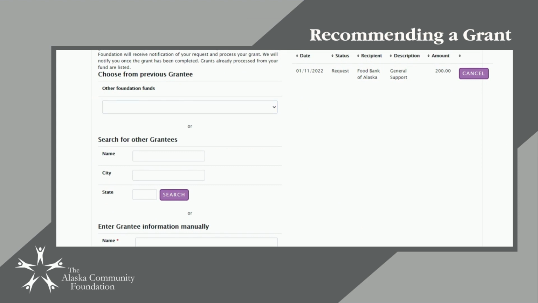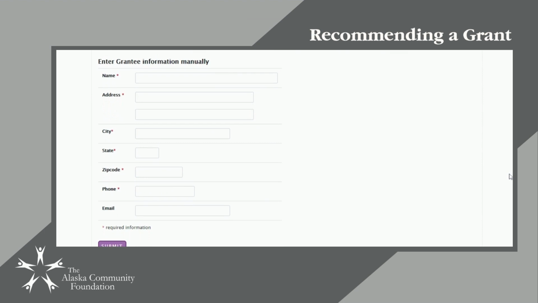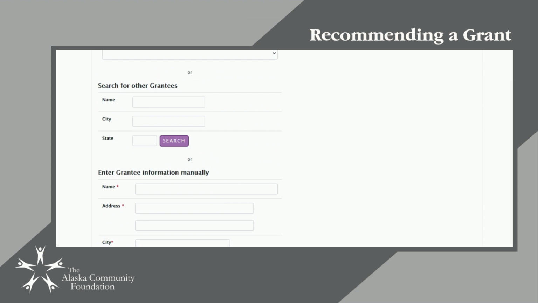The next option is Search for Other Grantees. This area will enable you to search by name, city, and state for the name of the nonprofit that you would like to support. The final option is to enter the grantee's information manually. If you choose this option, you must complete each field that has a red asterisk. We highly recommend utilizing the Search for Other Grantees field as much as possible, as that will provide the most complete and accurate information for the grantee.